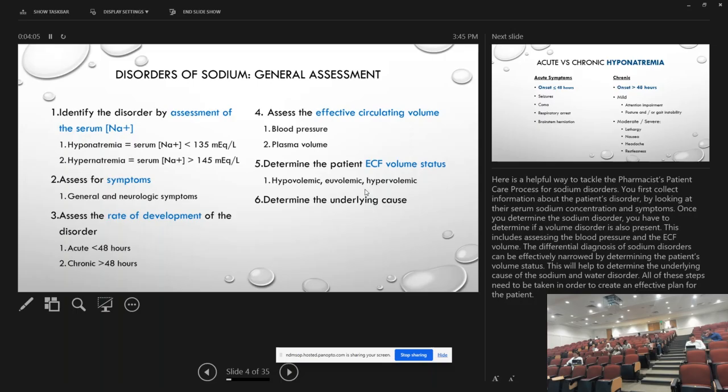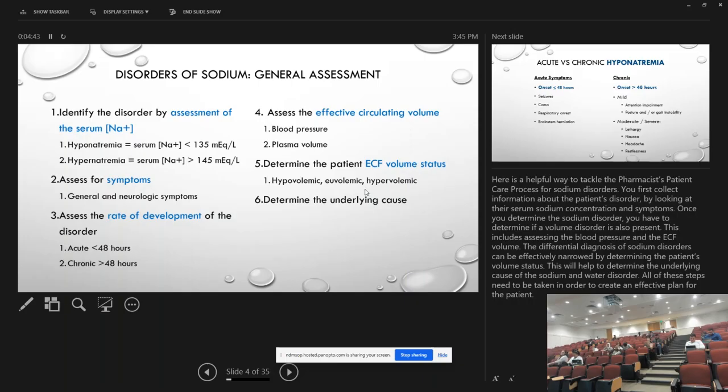So as far as sodium disorders and general assessment, I think this is a good pathway to walk through determination of sodium disorders. First of all, you want to look at the serum sodium, right? That's the sodium in the extracellular fluid, and determine whether it's hyponatremic or hypernatremic. You definitely have to know the normal values of sodium. Hyponatremia would be a sodium level less than 135, and hypernatremia would be a sodium level greater than 145. So first you start there.